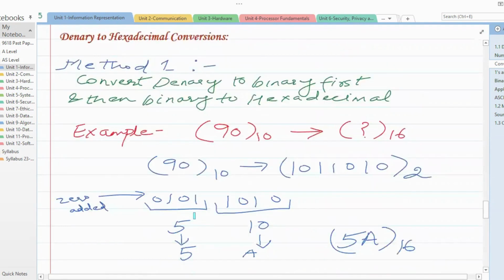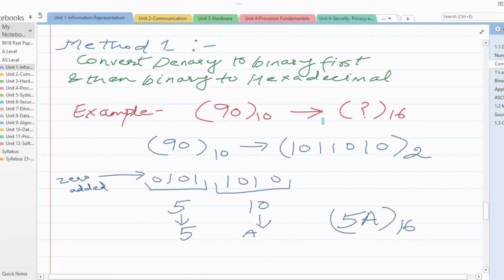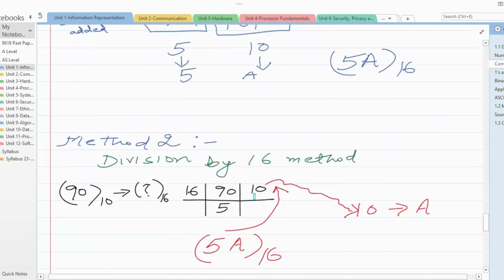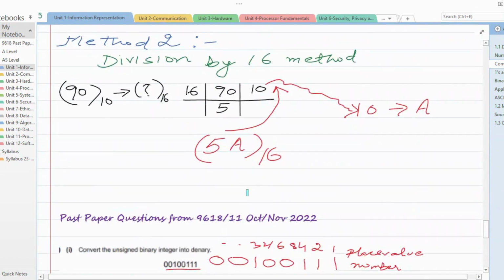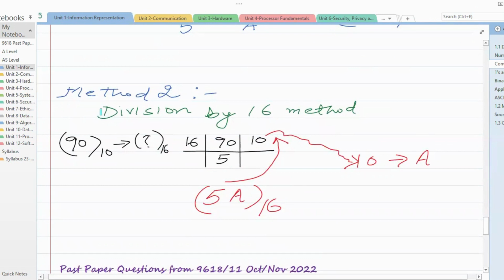So as per the first method, we have got our answer equivalent to the above. So very simple. First method: firstly convert denary into binary, then whatever binary number we get, we convert it into hexa. Okay. Now the second method is also very simple.